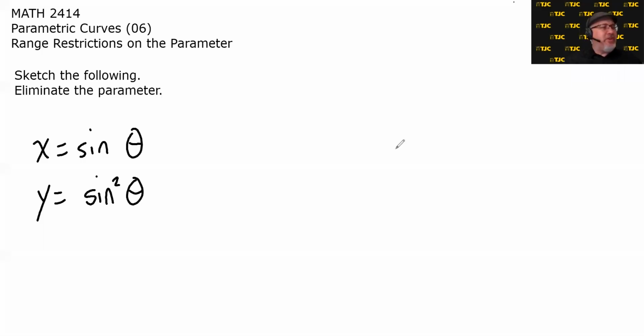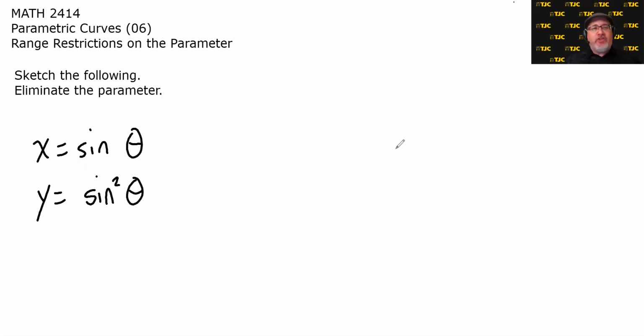Math 2414, Parametric Curves, Video 6, Range Restrictions on the Parameter. What does that mean? Well, first let's take a look at these two parametric equations. x equals sine of theta and y equals sine squared of theta.